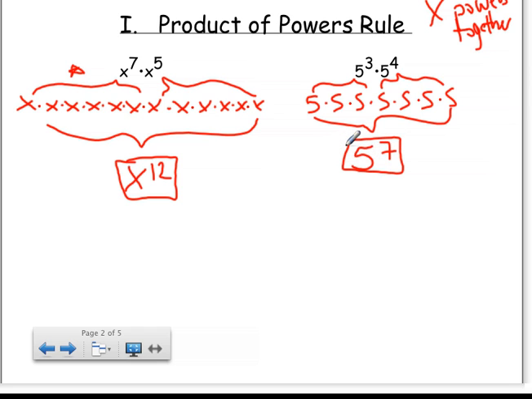And so the rule here is when you're multiplying powers together that have the same base, both of those were x's, both of the bases here were 5's, all you do is add the exponents to get x to the 12th. Add the exponents to get 5 to the 7th. And we're going to be able to use that for higher level applications in a moment.